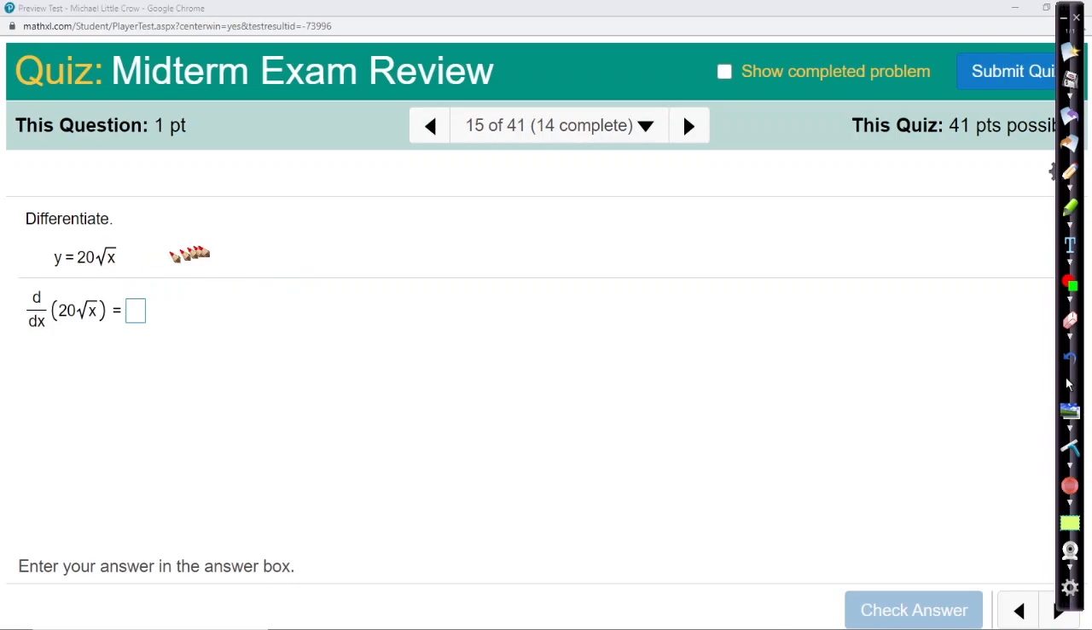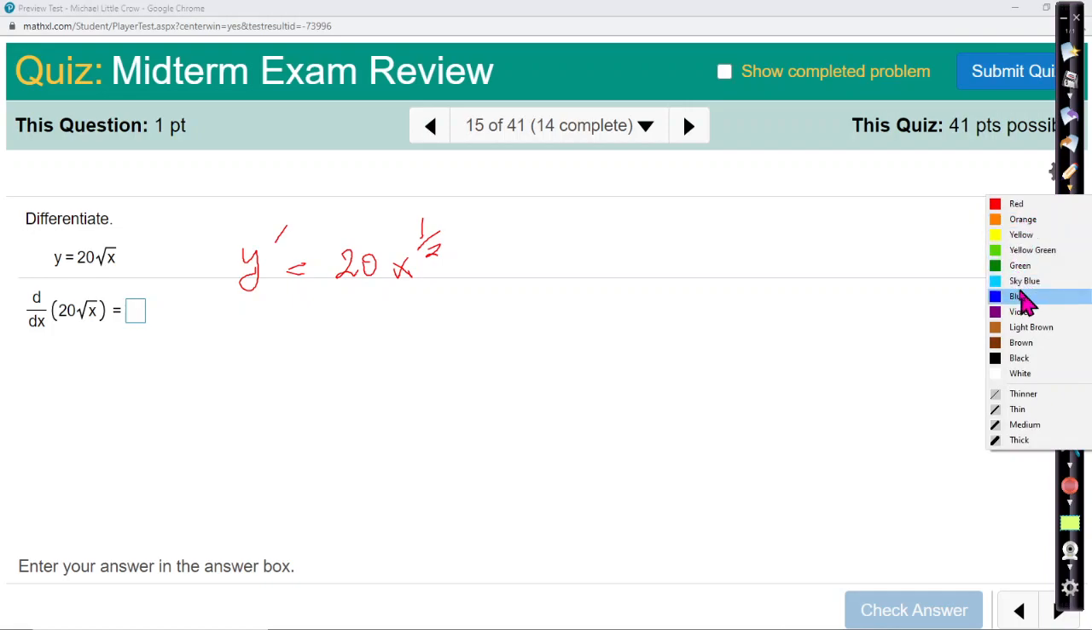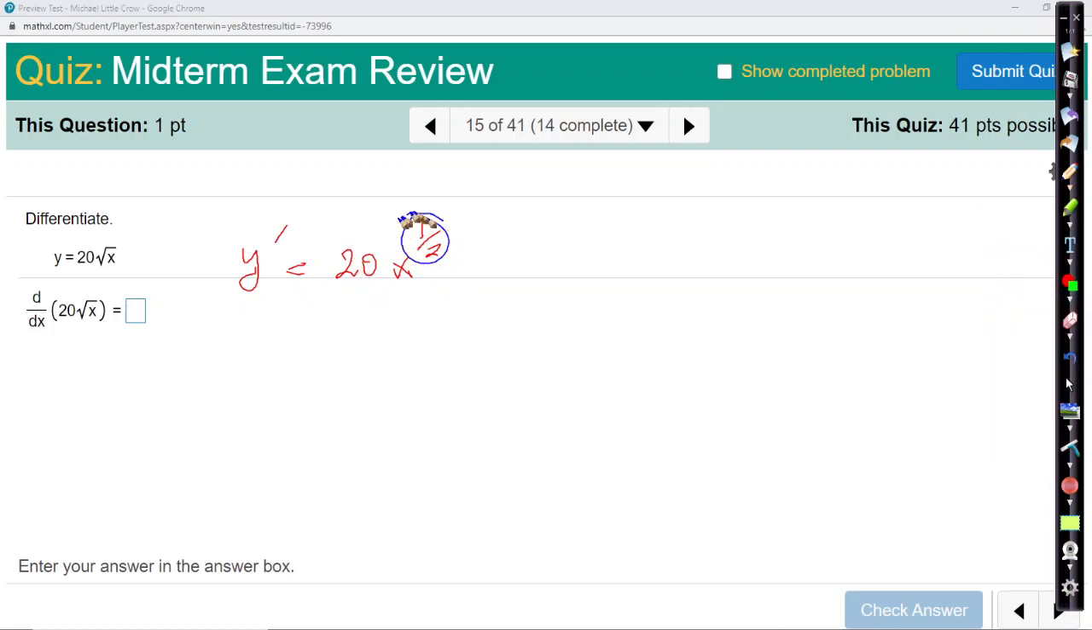So remember, we rewrite this to take y prime. We're going to rewrite this as 20x to the 1/2. And the way we go about taking a derivative is the exponent comes down, and we're going to multiply by 1/2, and then we're going to subtract 1 from the exponent.